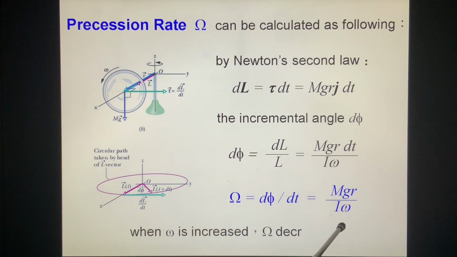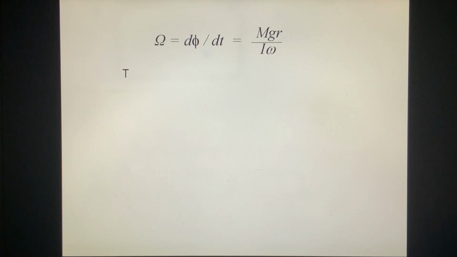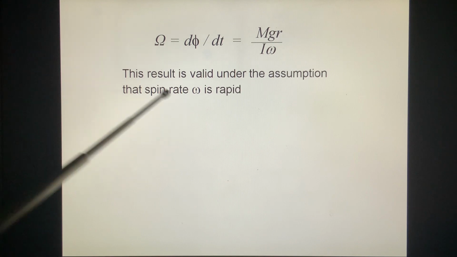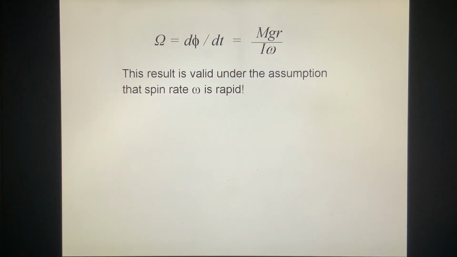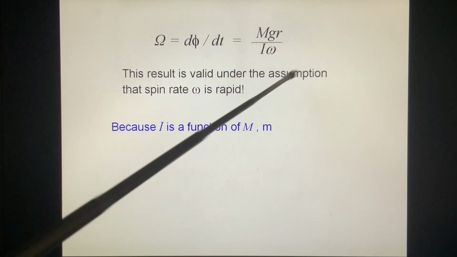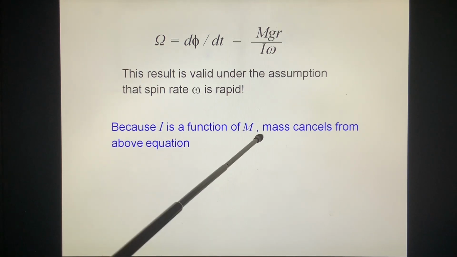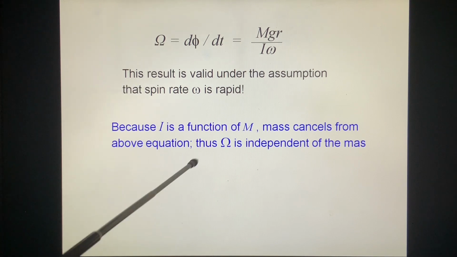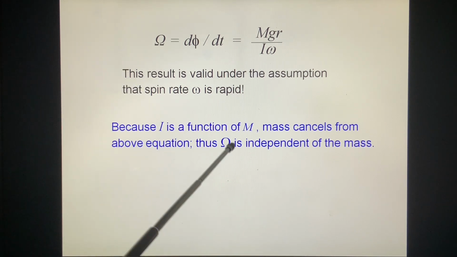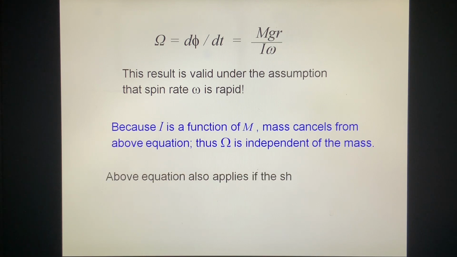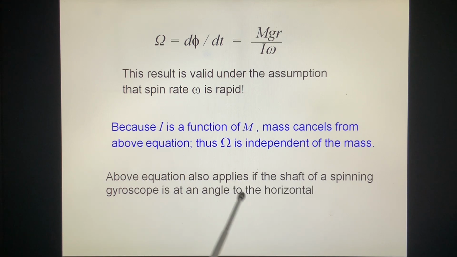When omega is increased, very large, this precession rate is very small, it decreases. This result is valid under the assumption that the spin rate omega is rapid, very large. Because I is a function of m, mass cancels out from the above equation. So the precession rate is independent of the mass. The above equation also applies if the shaft of the spinning gyroscope is at an angle to the horizontal.